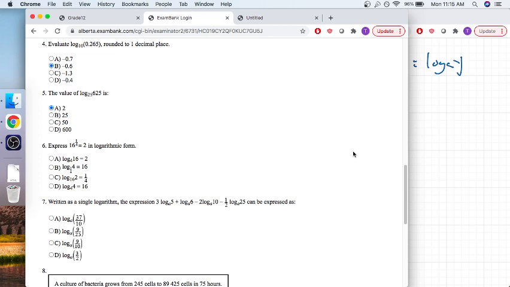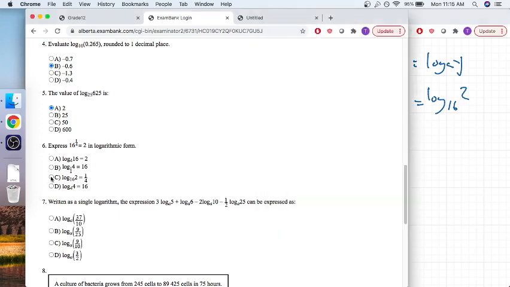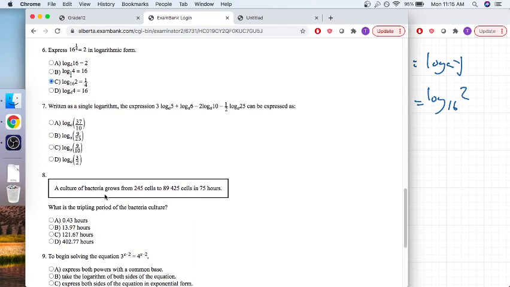Okay, so what do we have for the question? We have 2 equals 16 to the 1/4. Okay, so our 1/4 is x, so it'll be 1/4 equals log base 16 of 2. Our a is 16 and our y is 2. There we go.